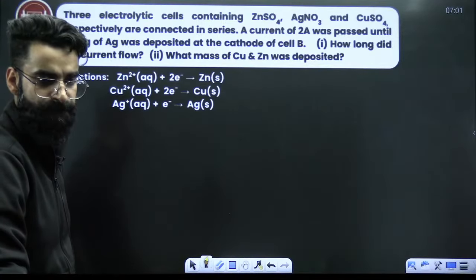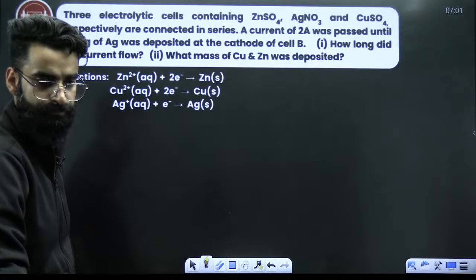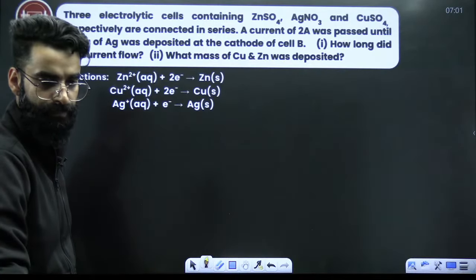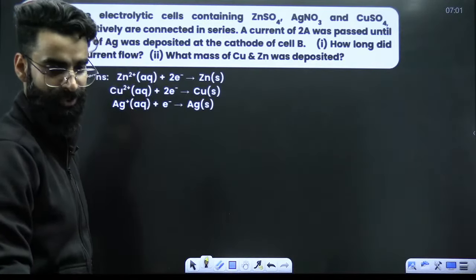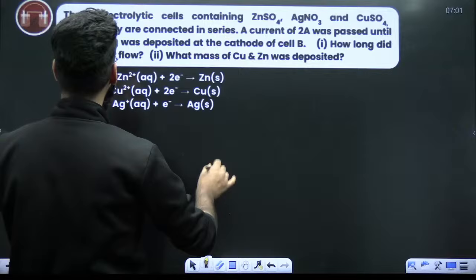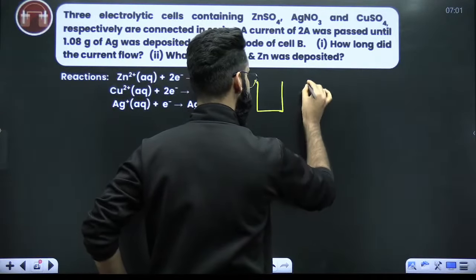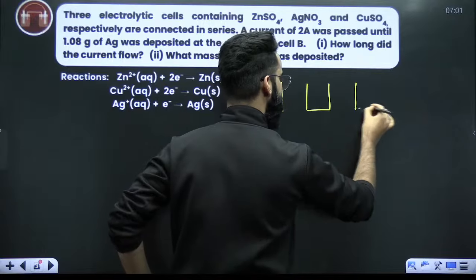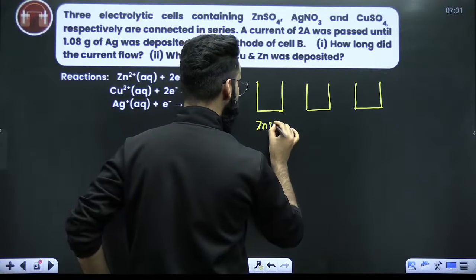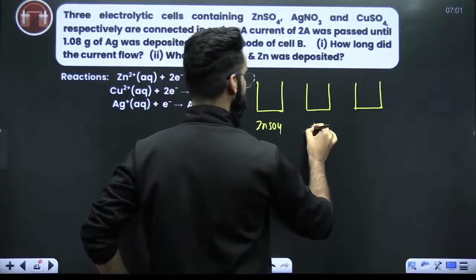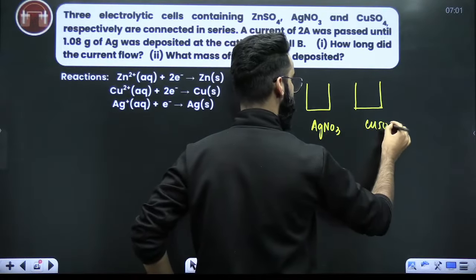You solve it. Okay, I'll solve it. See guys, as far as the question is concerned, we have taken 3 electrolytic cells. So imagine this is one electrolytic cell, imagine this one more, and this one more. The first one contains zinc sulfate. The second contains AgNO3. And the next one contains CuSO4.